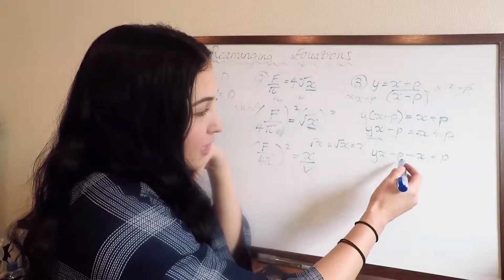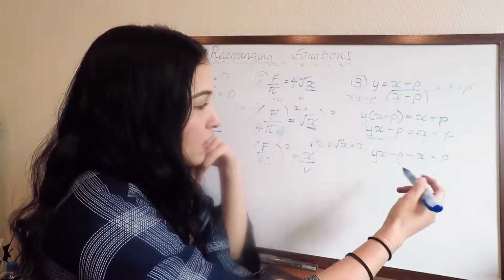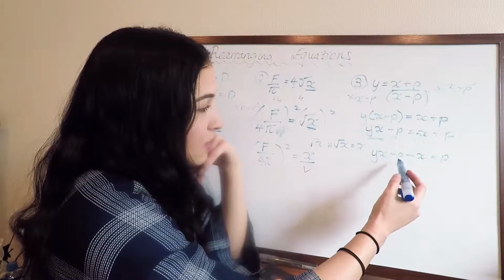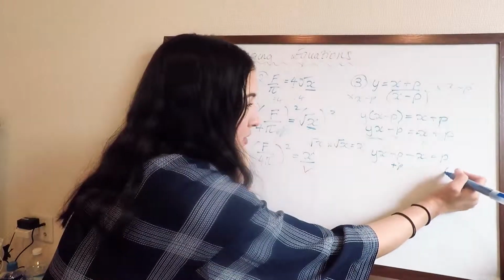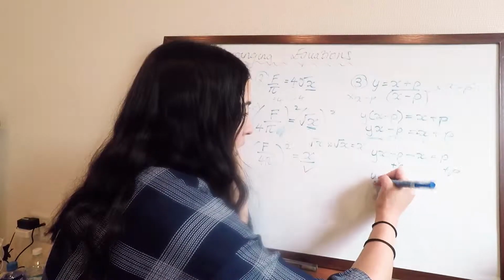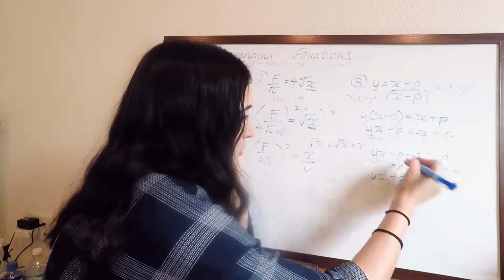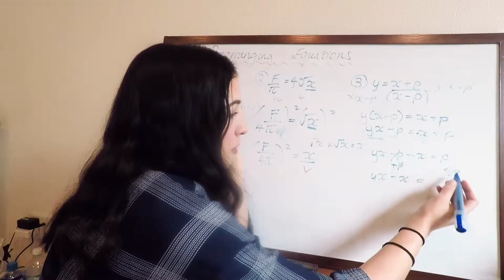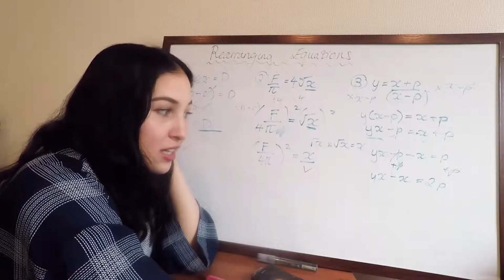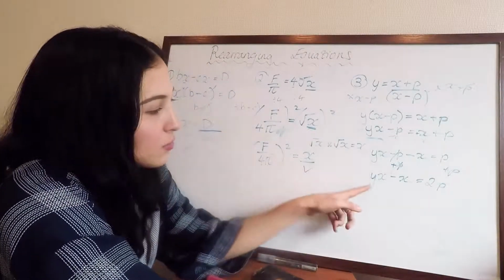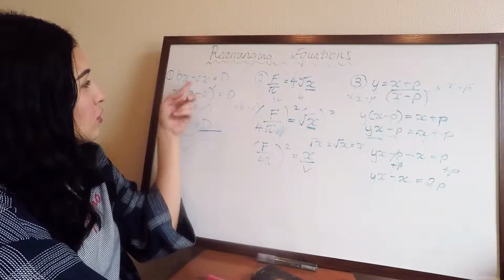Now let's get rid of this yp, because it's the only thing stopping the side being only bits with x in it. So this is a minus yp, so to remove that we need to plus yp to both sides. So then we have yx minus x equals, p plus yp. Excellent.